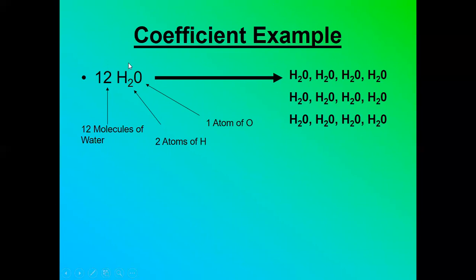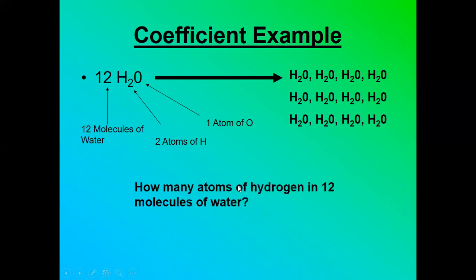Coefficient, how many copies of the item do I have? Subscript, how many of that particular element do I have? So again, how many atoms of hydrogen are there in 12 water molecules? 24.